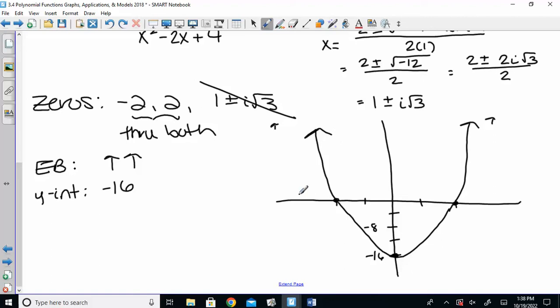If you look on your graphing calculator, there's an extra little hiccup in the graph. But this is what I will be checking for. Do you have all of your intercepts in the right spot? Did you correctly bounce or go through? Is your end behavior the right way?